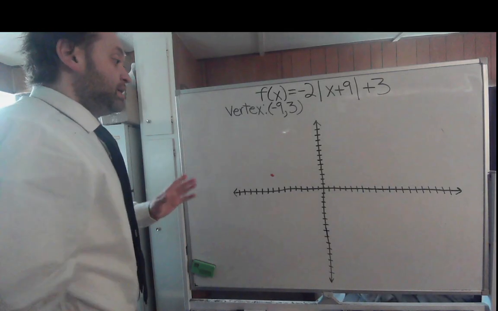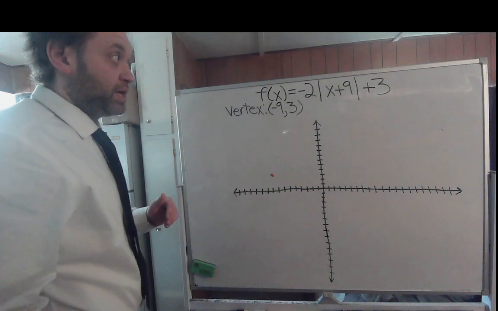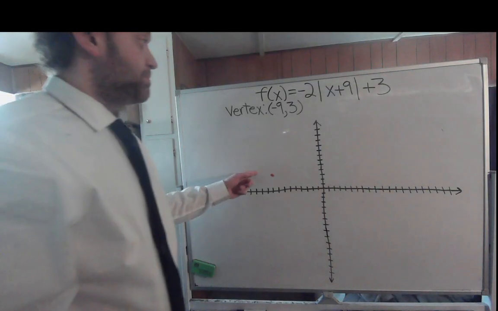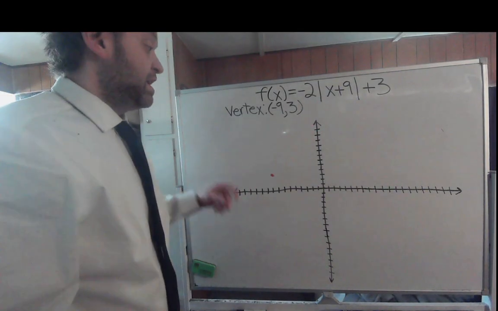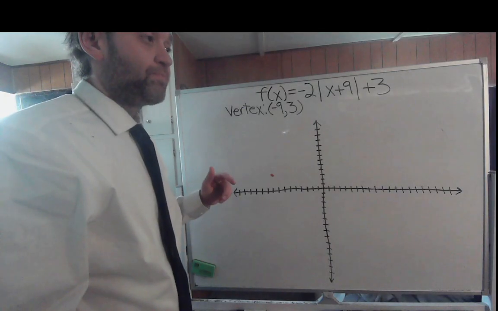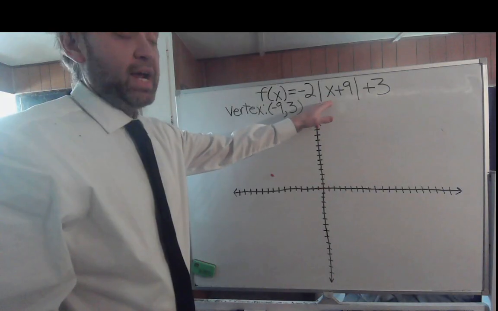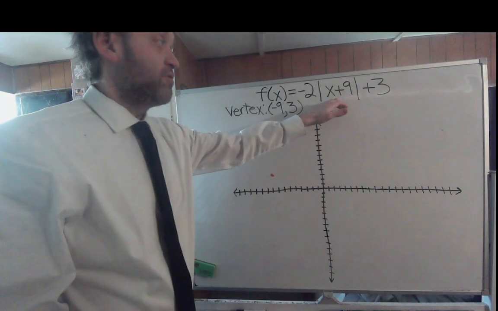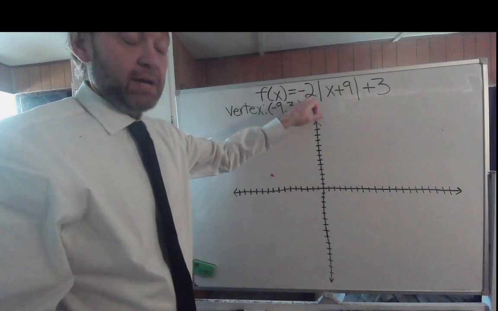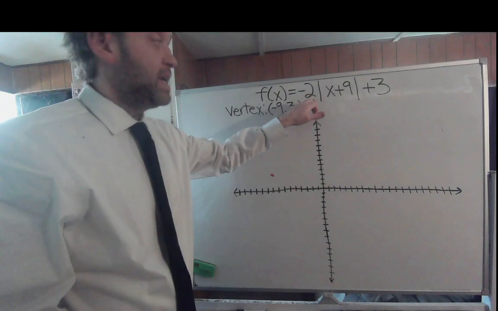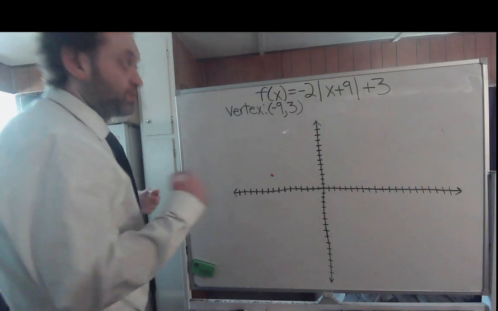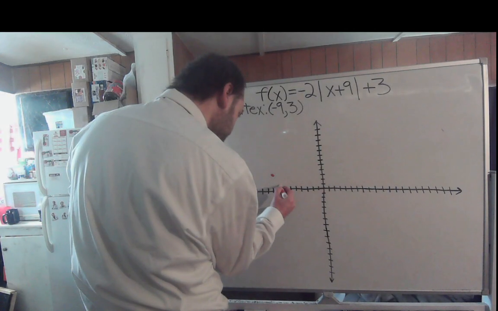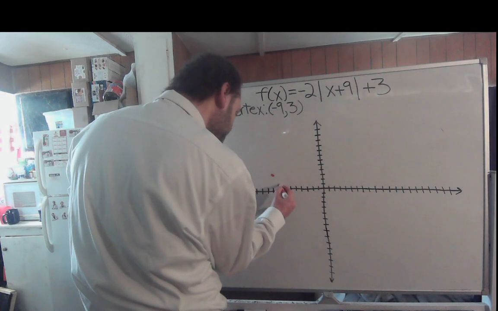Okay. Now, let's put in a couple points to the left and to the right. Let's say I put in negative 8. If x is negative 8, what do I have? Well, negative 8 plus 9 is positive 1. The absolute value of positive 1 is 1. Times negative 2 is going to be negative 2, plus 3 would be positive 1. So at negative 8, I would have the y coordinate of 1.